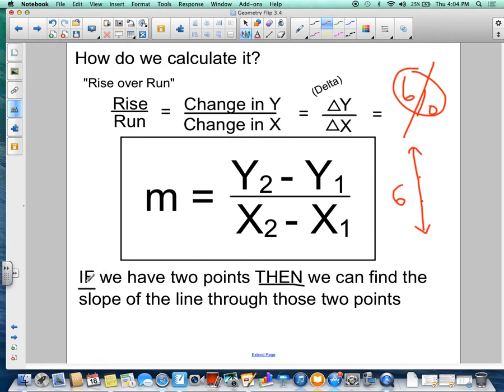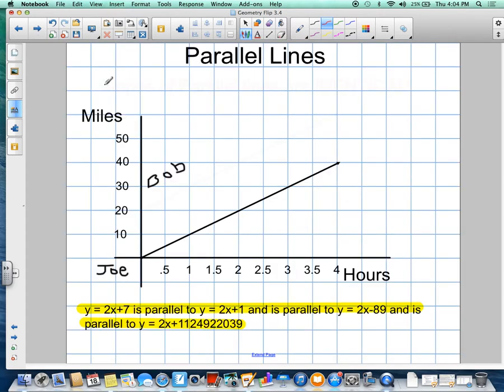Okay, so if we have 2 points, then we can find the slope of the line through those 2 points. So first, let's look at parallel lines. We're going to think about it in terms of a rate of change. So we're saying that Joe is driving his car here. He's starting at mile marker 0, and he's going to drive at a rate of 10 miles for every 1 hour. So he's going 10 miles per hour.